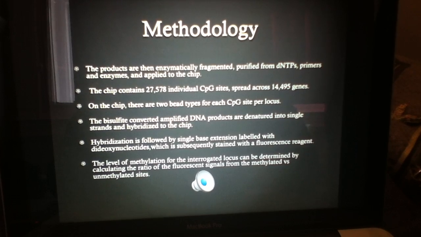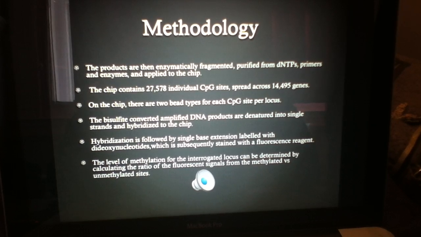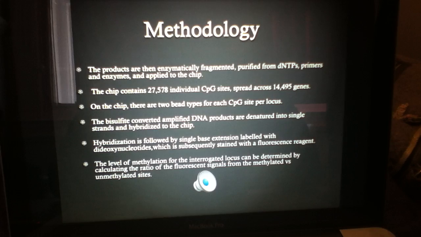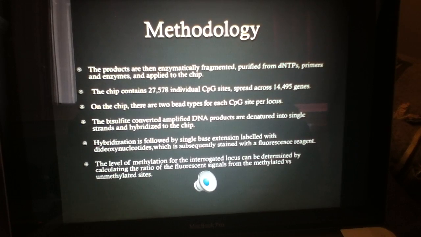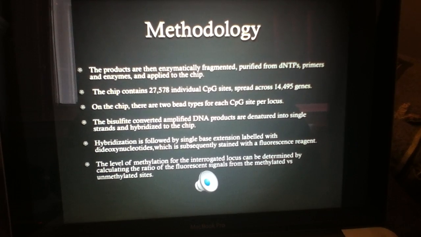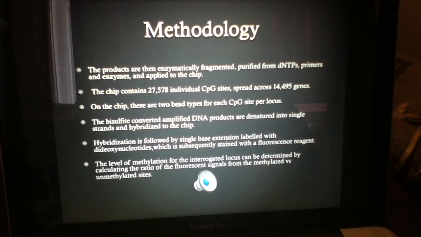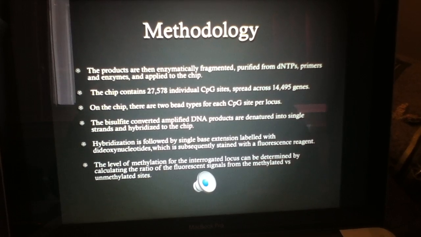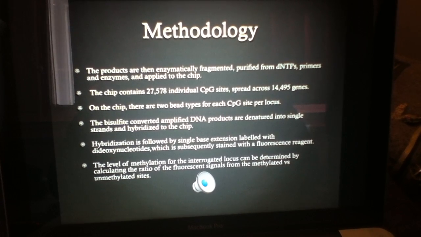The bisulfite converted amplified DNA products are denatured into single strands and hybridized to the chip. Hybridization is followed by single base extension labeled with dideoxynucleotides, which is subsequently stained with a fluorescence reagent. The level of methylation for the interrogated locus can be determined by calculating the ratio of the fluorescent signals from the methylated versus the unmethylated sites.